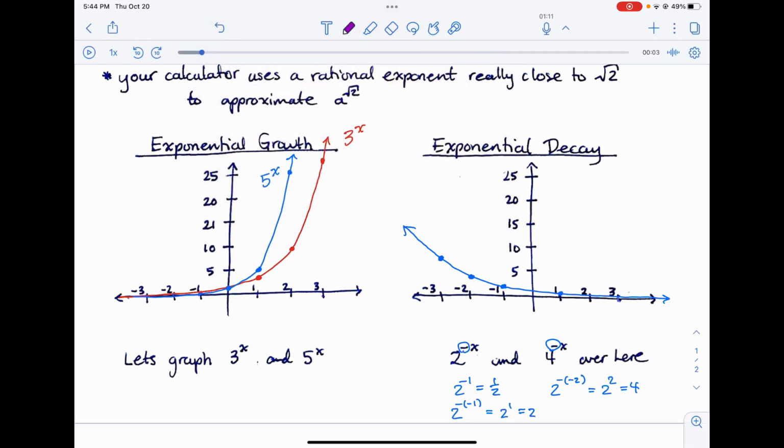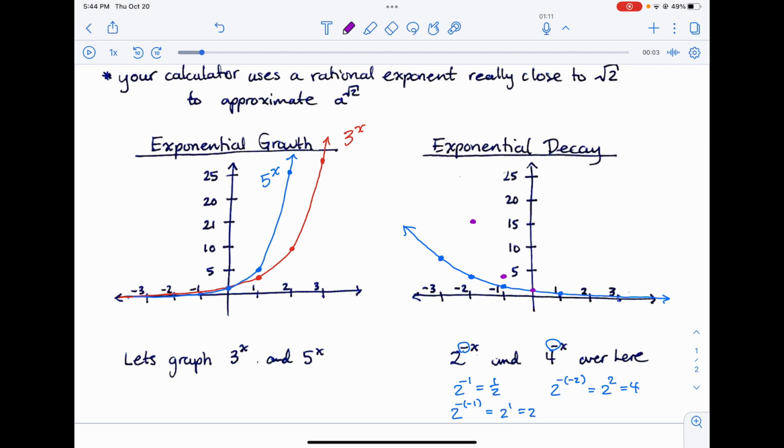If I were to graph this 4 to the negative x, I'm going to get something kind of similar, right? I'll get, let's say, this point here. It's going to go through that 0, 1 point. They always do. And then at negative 2, that's going to turn into 4 to the positive 2, which is 16. So that's going to go way up here. And then 4 to the negative 3, or negative 3, that's going to become 64.